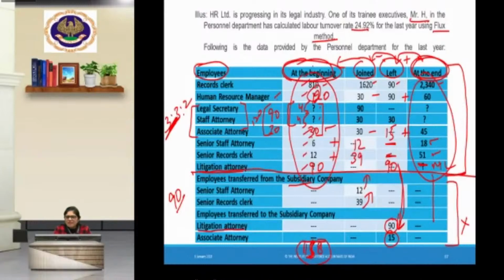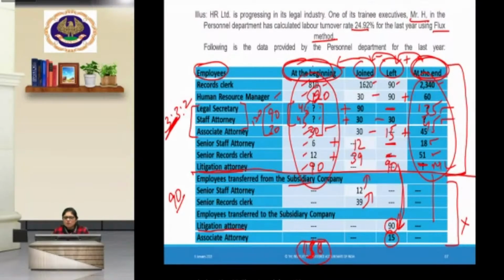So 45 plus 90, it will be 135. 45 plus 30 and minus 30. So here it is 45. So we have calculated this also. 2340, 60, 135. You can calculate 45 plus 90. There is no one left. So 135. 45 plus 30 minus 30, the left. So balance is 45. This was already given. Clear?